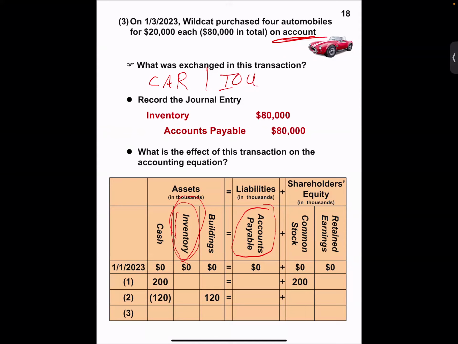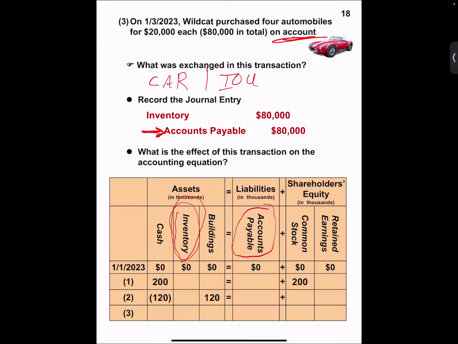Again, note how we indent our credit entries. And the same thing for the dollar balance. The debit is essentially in one column, the credit in another column. Okay. So we'd say debit inventory, credit accounts payable.